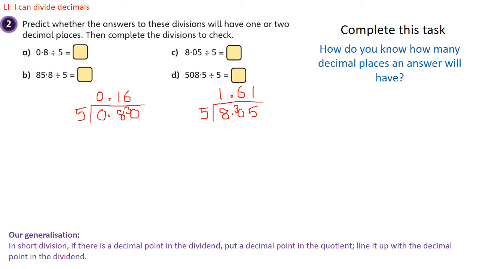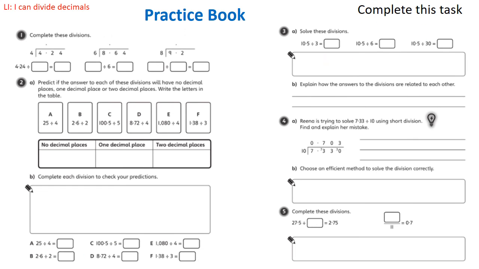I'm going to leave you to finish off B and D. Then have a look at your predictions. Were you right? Could you make a better prediction next time? So then you're into your practice book. We'll just quickly go through these. I don't think there's anything that will surprise you here.